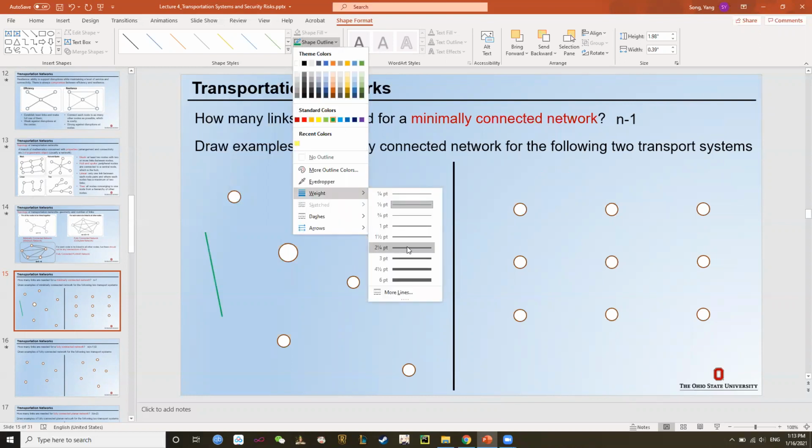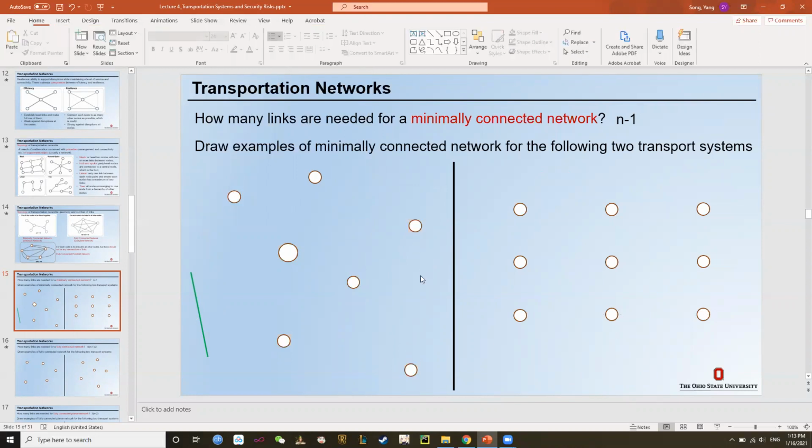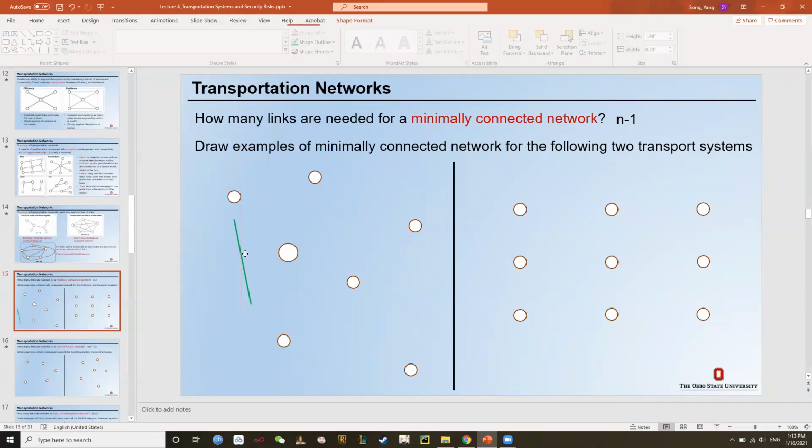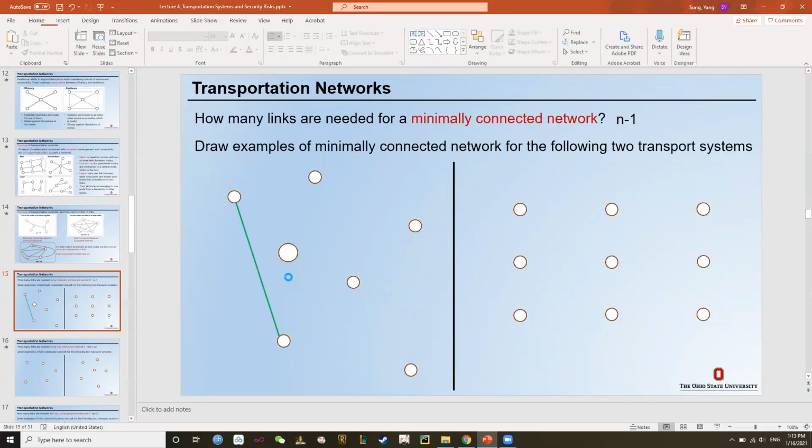Okay, so on the left side, we have 1, 2, 3, 4, 5, 6, 7 nodes. According to the formula, when we create a minimally connected network, there should be 6 links, right? Let me try. So link 1. Link 2. Link 3.